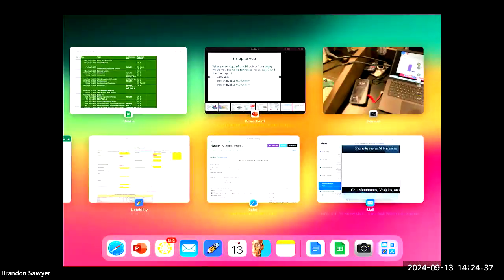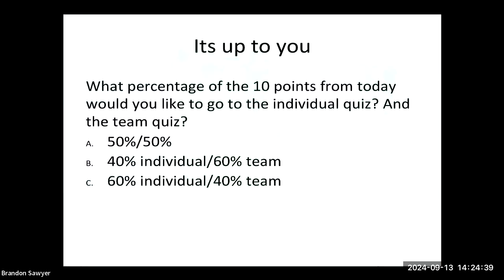All right, so it's been decided. I like giving you the illusion of control here. It's never been a different vote ever in my career, but that's all right. At least you guys got to choose that.